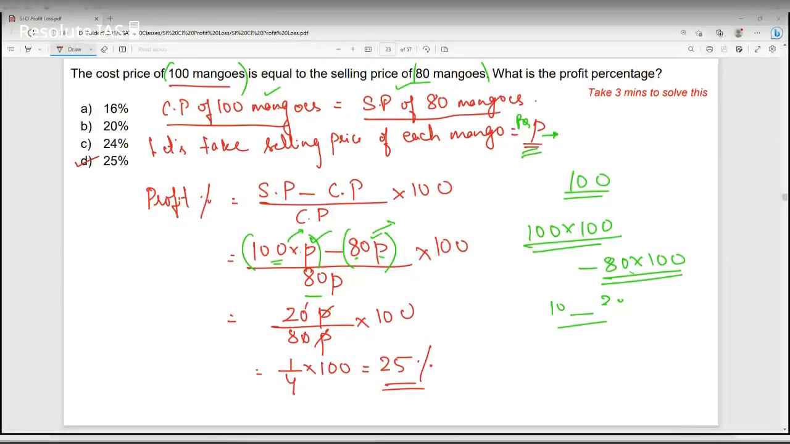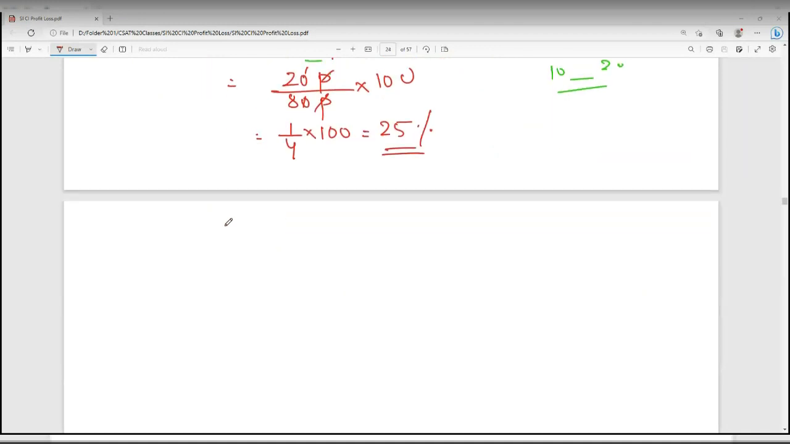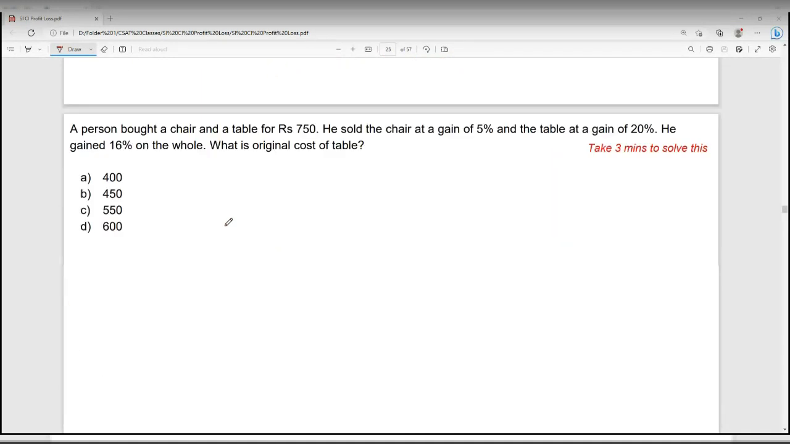So we'll start today's session now. We'll start with the next question. So please take 3 minutes to solve this.